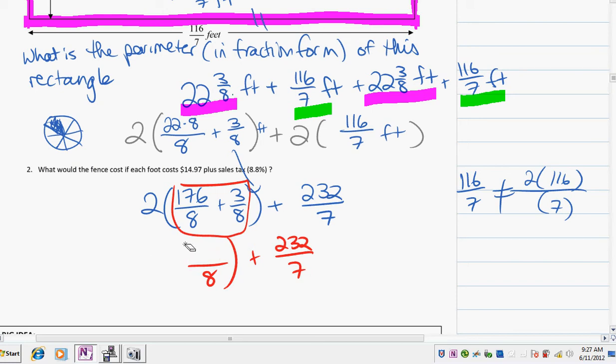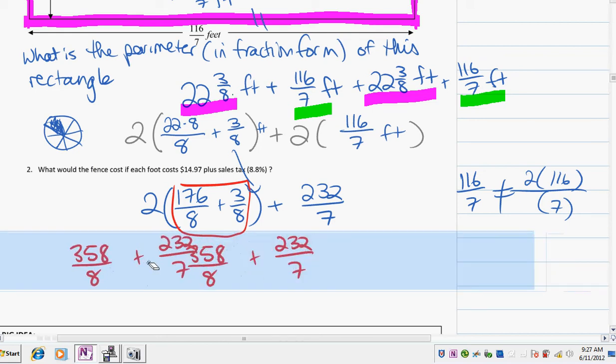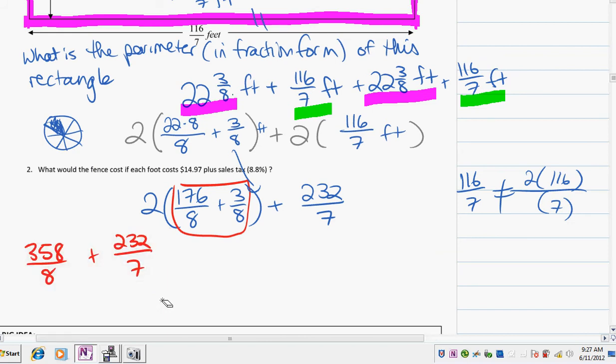So I'll do that just here, so I can save space. 358. So now I need to figure out how to add these. Well, there's some tricks here. The first thing is you need a common denominator. The common denominator is 56. That's the lowest number that 8 and 7 have in common. So I need to multiply top and bottom here by 7 and here by 8.